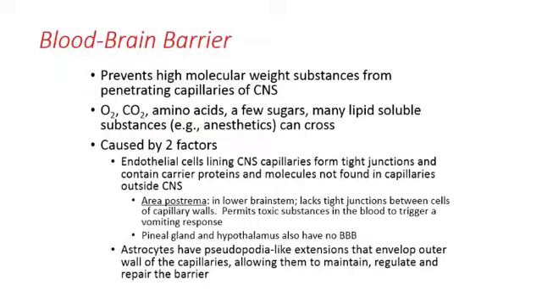I mentioned that area postrema in the lower brain stem. There are normally tight junctions between the cells of the capillary walls, but in this area it lacks the tight junctions, and it's more like capillaries outside the central nervous system. The pineal gland and the hypothalamus also have no blood-brain barrier, so those are the three main weak areas of the blood-brain barrier. Otherwise, the brain is remarkable in terms of protecting itself against toxins.